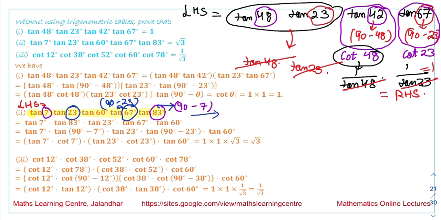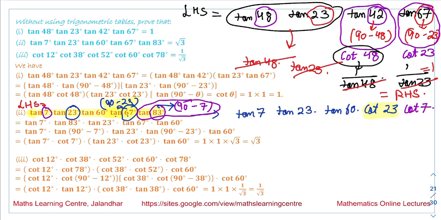So our question comes in the form tan 7 tan 23 tan 60 into tan 67, which is tan 90 minus 23. So that is equal to cot of 23. And the next value is tan of 90 minus 7, so it is cot of 7. Now tan 7 and cot 7, their product is 1. Tan 23 and cot 23, their product is 1. So the answer we are left with is tan 60 degree, and we know that its value is square root 3.